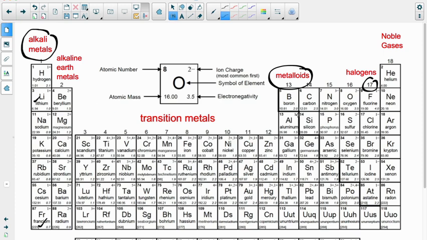The periodic table can actually be divided into 2 major groups. All of these 18 groups can be subdivided further into 2 major groups. Groups 1, 2, 13, 14, 15, 16, 17, and 18 are what we call the main group elements. Typically, if you are in the lower grades, grade 9 and 10, you will be studying the main group elements.